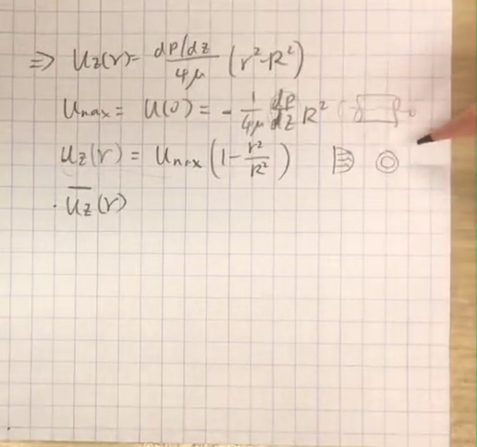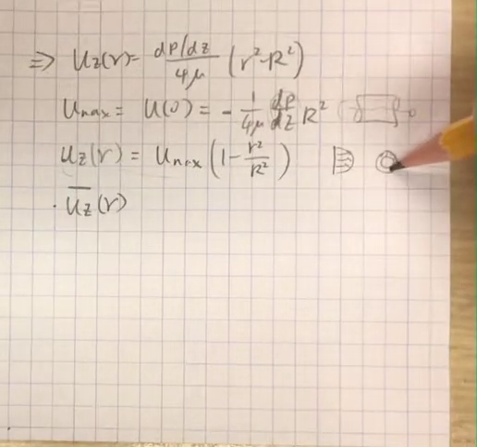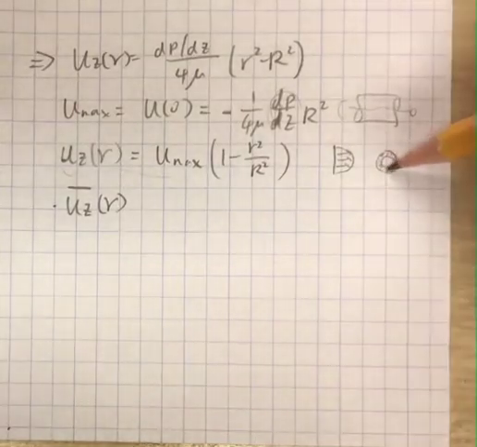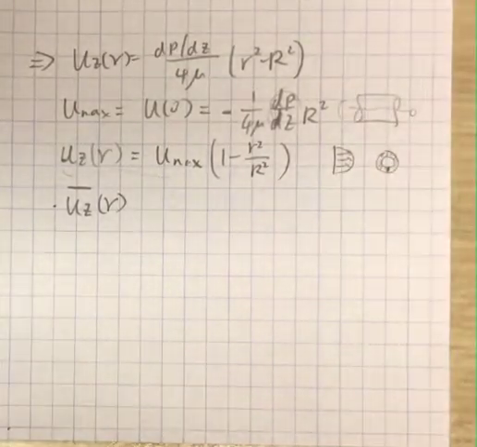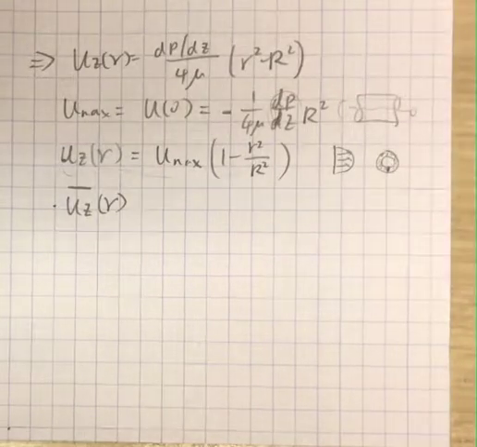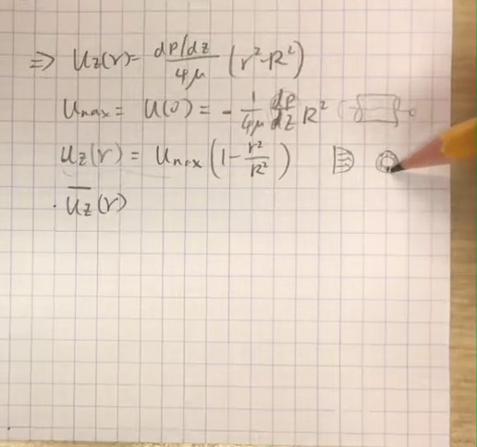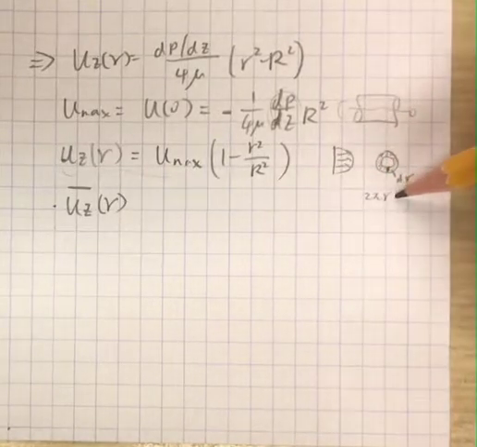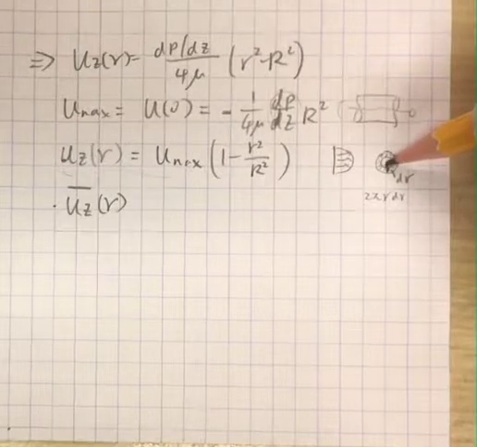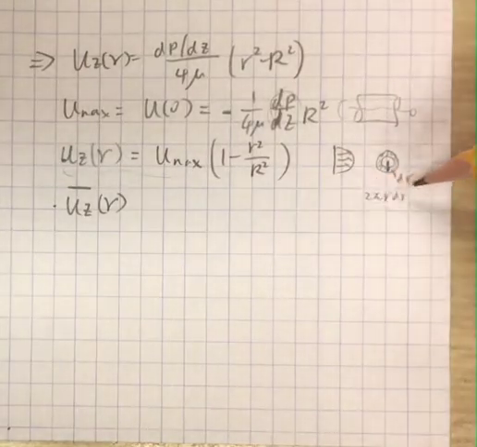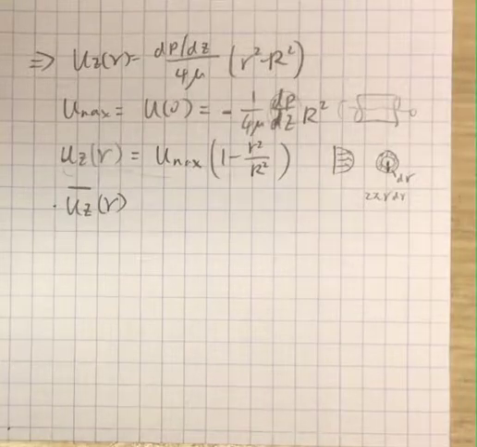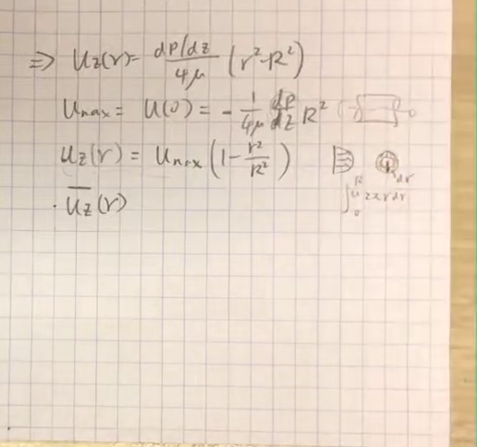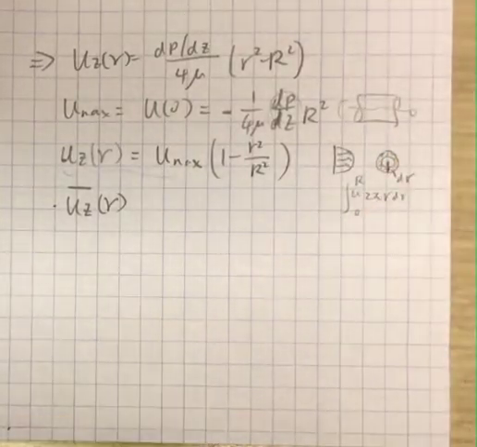You take out a ring, and what's the area of the ring? Let's suppose the thickness of the ring is dr. So the area will be 2 pi r dr, right? Let's suppose the radius here is r. 2 pi r dr, and we multiply by u, and we integrate from 0 to R, let's say.